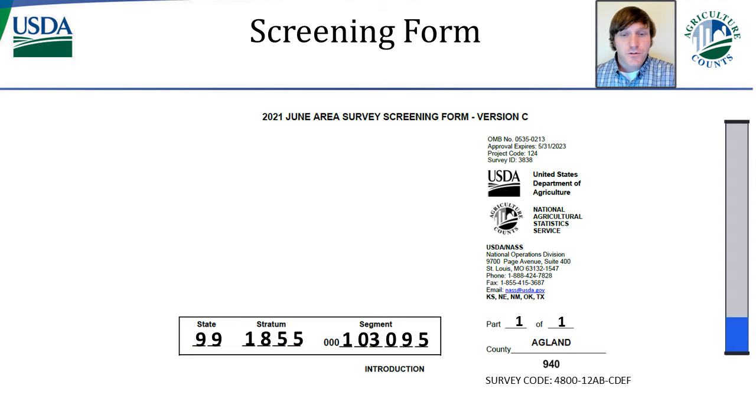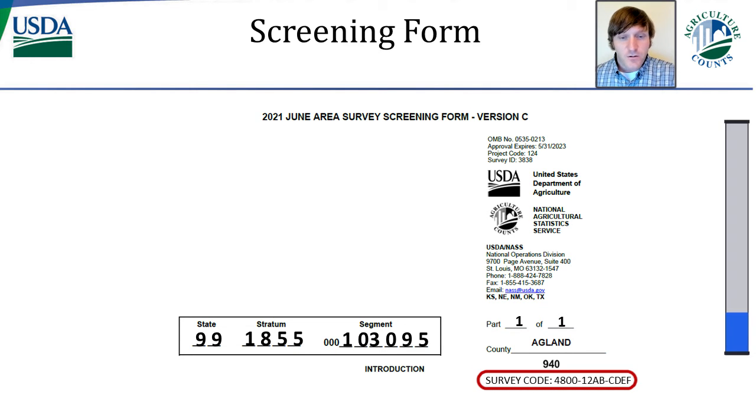On the front page of the screening form, there should be pre-printed information about the segment. This includes the state, stratum number, and segment number. If there are multiple pre-printed pages of the screening form for a particular segment, that will be indicated on the right-hand side where it says Part 1 of 1, Part 1 of 2, and so on. The county name and FIPS code should also be pre-printed on the form.